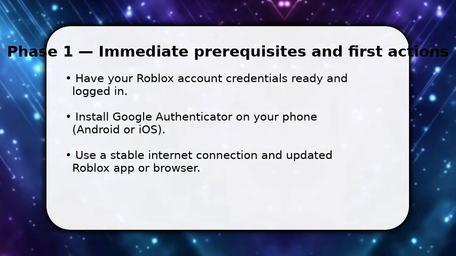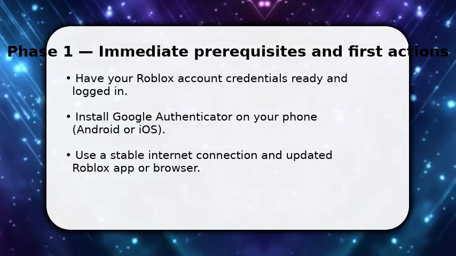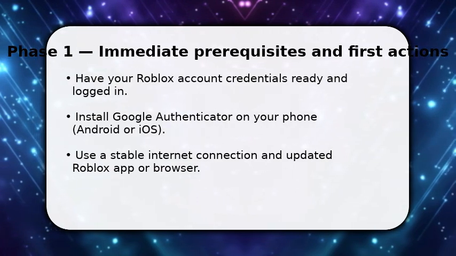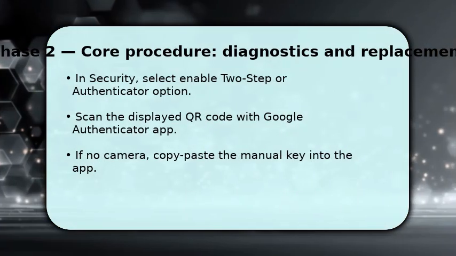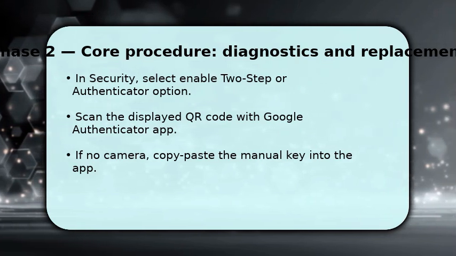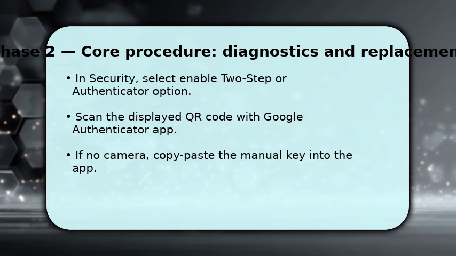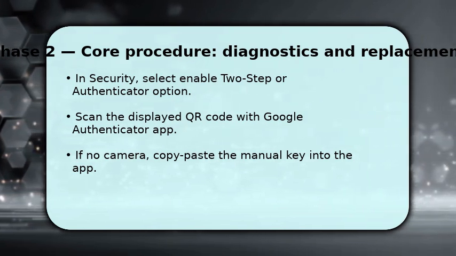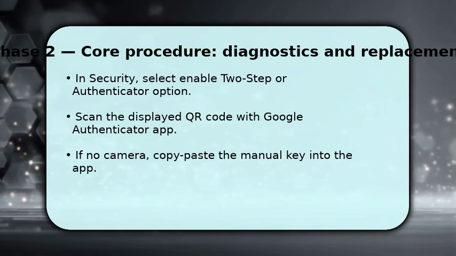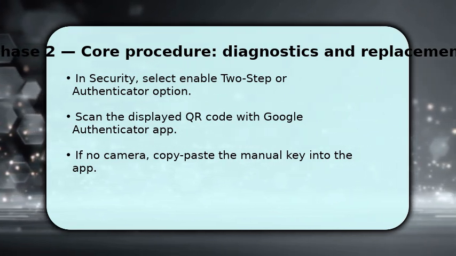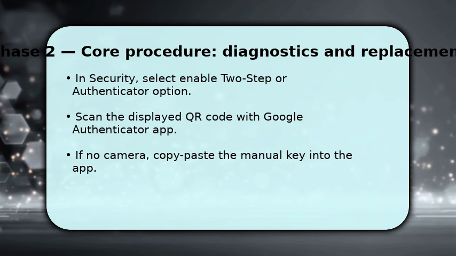Now navigate to Security so you can find the two-step verification section and begin the pairing process. Once in the two-step verification menu, choose to add an Authenticator app. Roblox will show a QR code and a manual key. You'll scan that QR code with Google Authenticator. Open the app, tap Add, then scan a QR code. You'll immediately get a 6-digit rotating code.